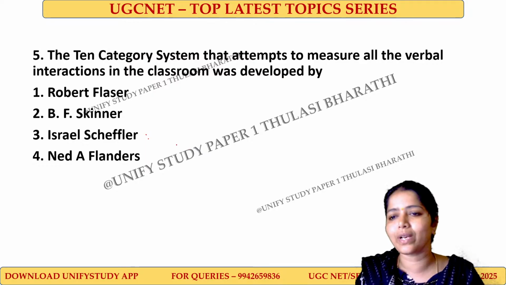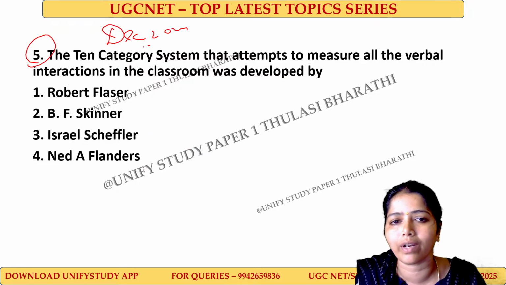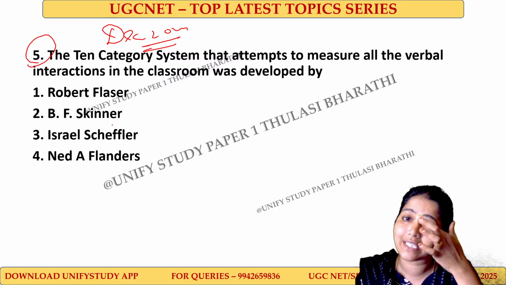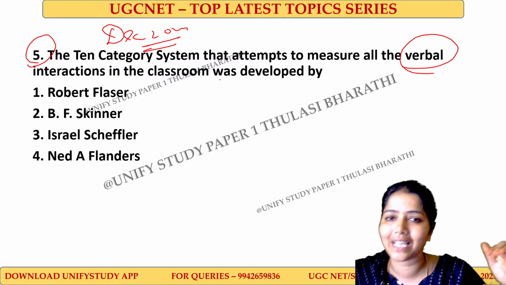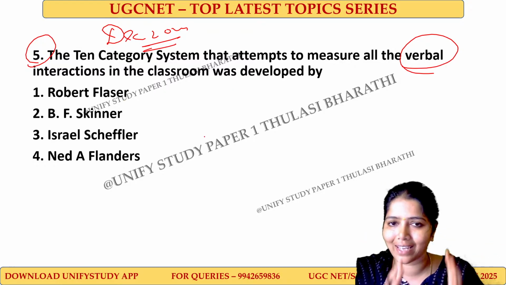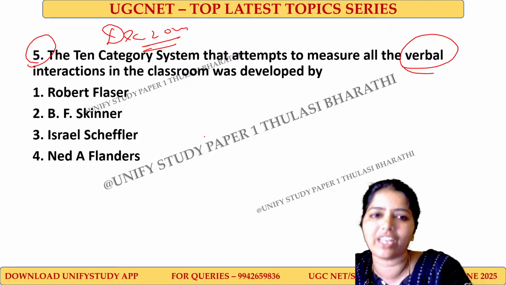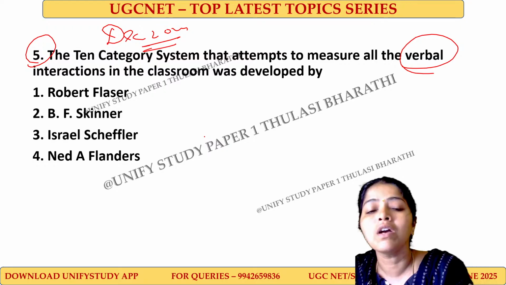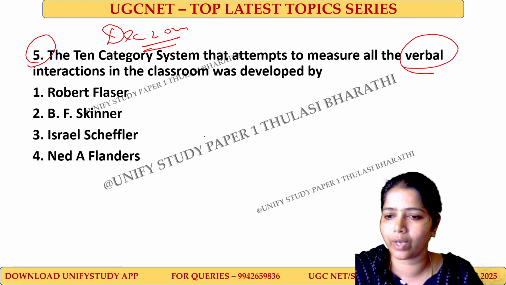Okay, next question. This is the question asked in December 2024. Very, very important question. The 10 category system that attempts to measure all the verbal interactions in the classroom was developed by whom? There is a system called the 10 category system, and that will be helpful to understand the classroom communication which happens inside the classroom, and who developed that concept. Very good. Quick answers.